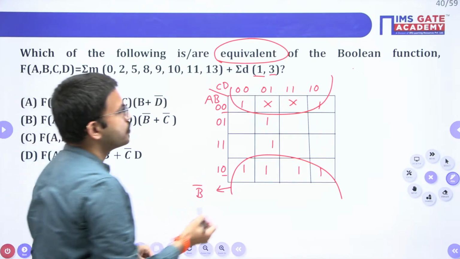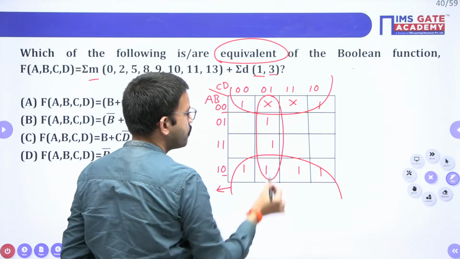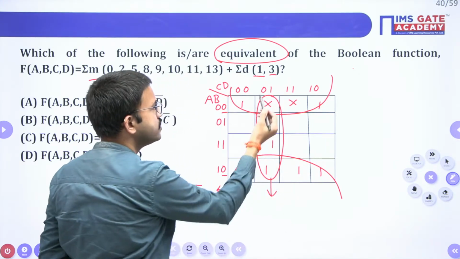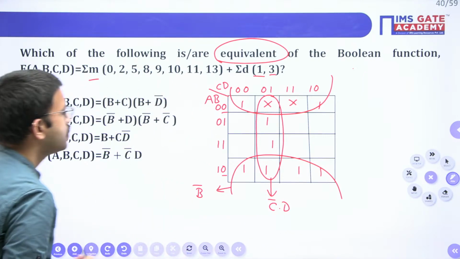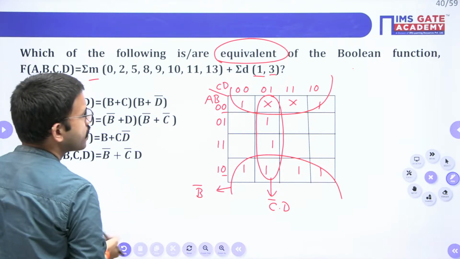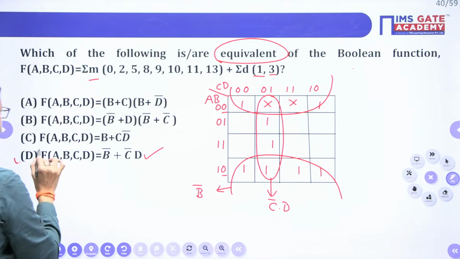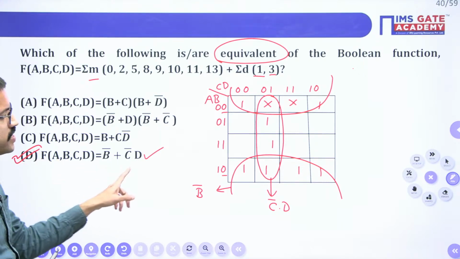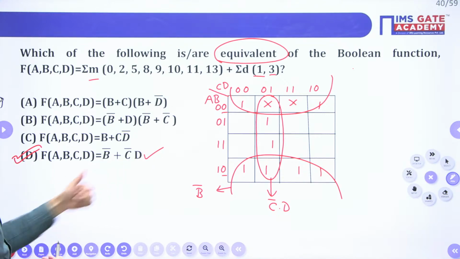Now if you consider this don't care as 1, you can do the grouping of these 4 ones. Regarding this, column-wise you get c bar d. So you get the function as B bar plus C bar D. So option D is correct: B bar plus C bar D. Both the groupings are compulsory. The simplified function is this one.